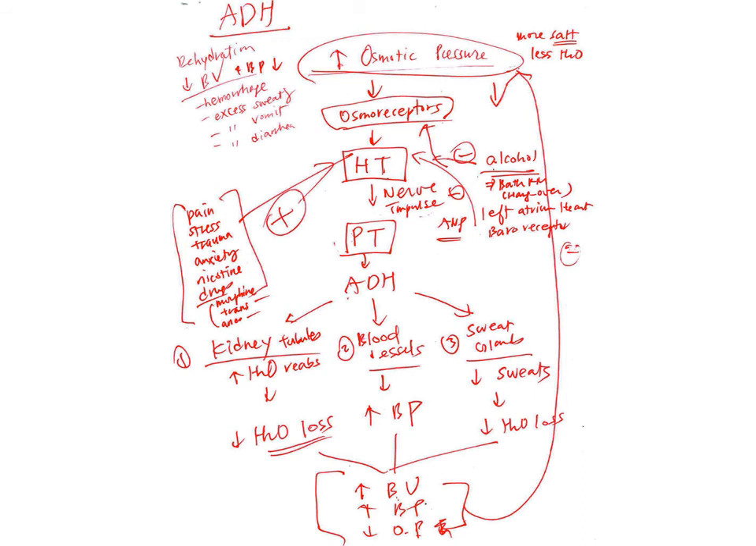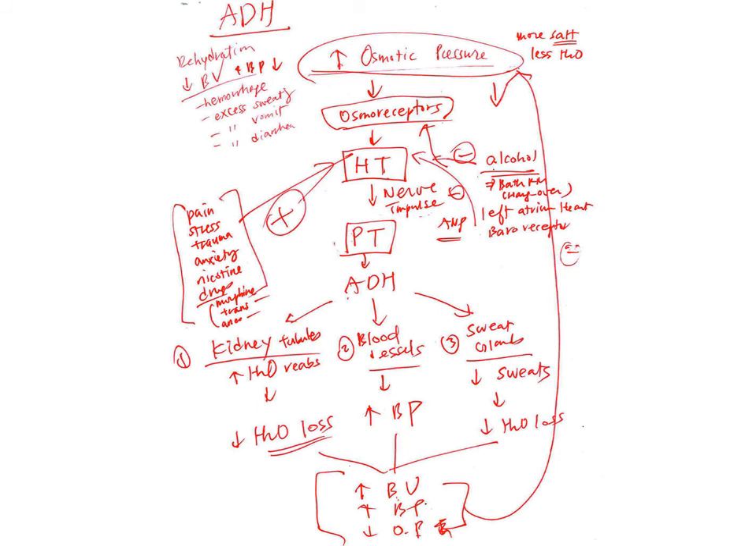Another hormone from the posterior pituitary is the antidiuretic hormone. The trigger is when blood volume goes down, and so blood pressure goes down, due to hemorrhage, excessive sweating, excessive vomiting, or excessive diarrhea. As you see, by losing water you are increasing osmotic pressure, so more salt and less water, so the osmoreceptors in the hypothalamus are stimulated, and then the posterior pituitary will secrete antidiuretic hormone.